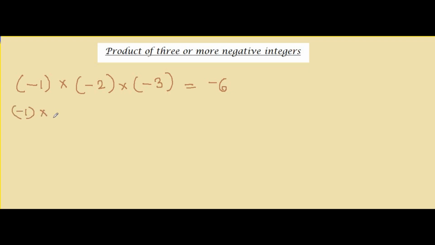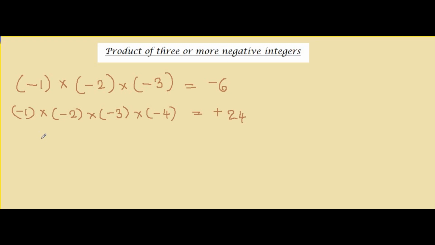Let's consider another one. Here negative times negative is a positive integer. Positive into negative, it is negative again. Again negative into negative, correct, it is a positive integer. Then what about the product? 1 times 2 is 2. 2 times 3 is 6. 6 times 4 is 24. When you multiply negative integers 4 times, the answer is a positive integer.